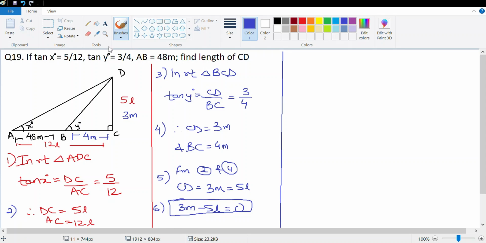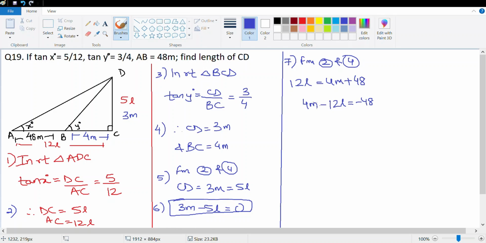Perfect. Let's just write that down. Point number 7. From 2 and 4, I also get 12L is equal to 4M plus 48. Let's put this in the form of M minus L. So this will be 4M minus 12L is equal to negative 48.